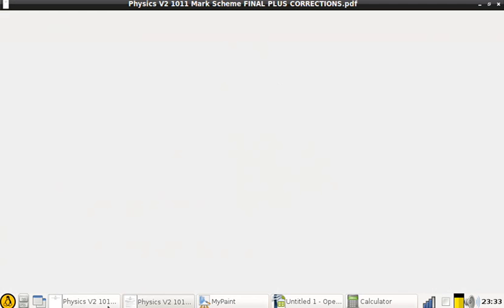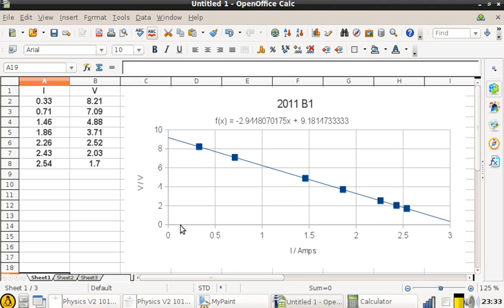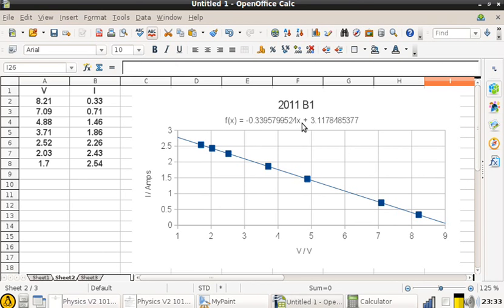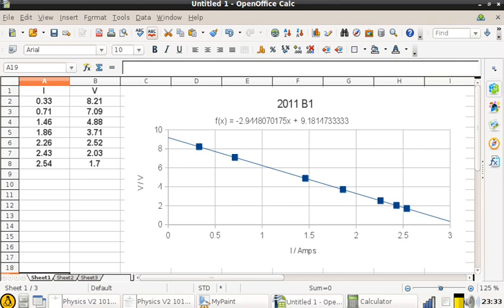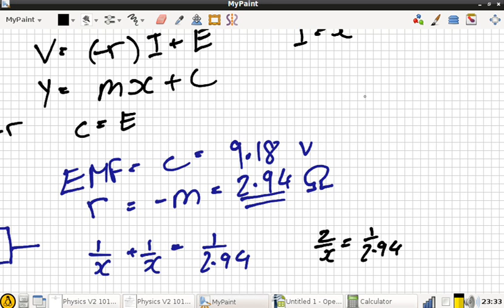So here in the marking scheme it says 0.68, double 0.34. That's wrong. It's not double 0.34. It should have been double 2.94. So it should be 5.88. Okay, so we have X equals 5.88 ohms.